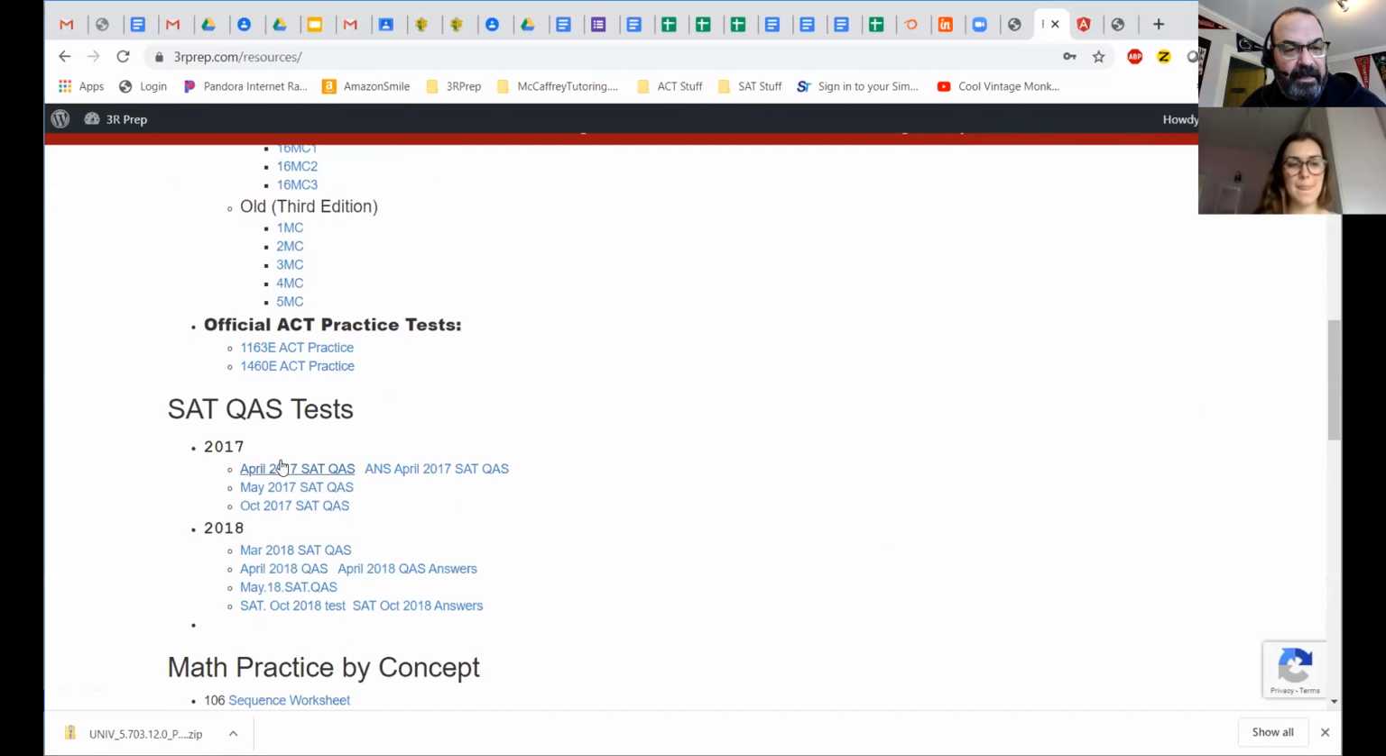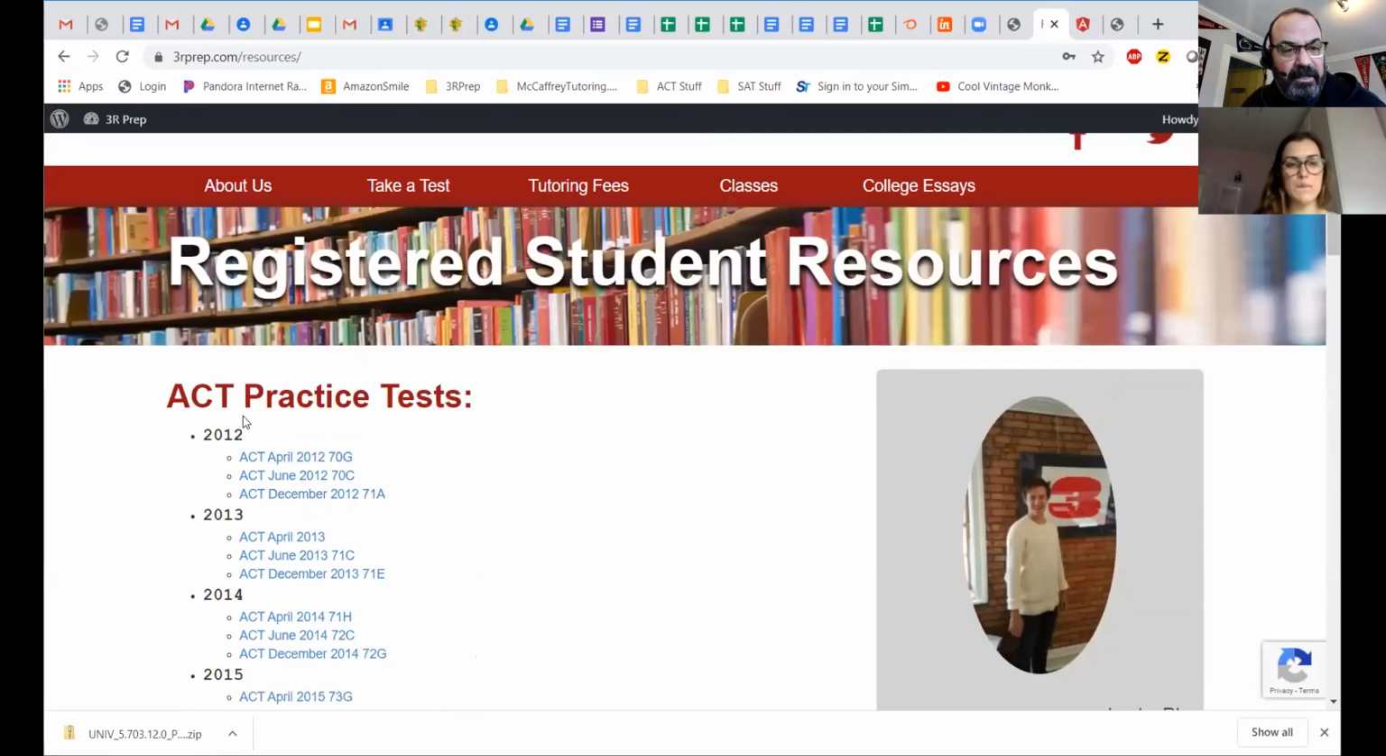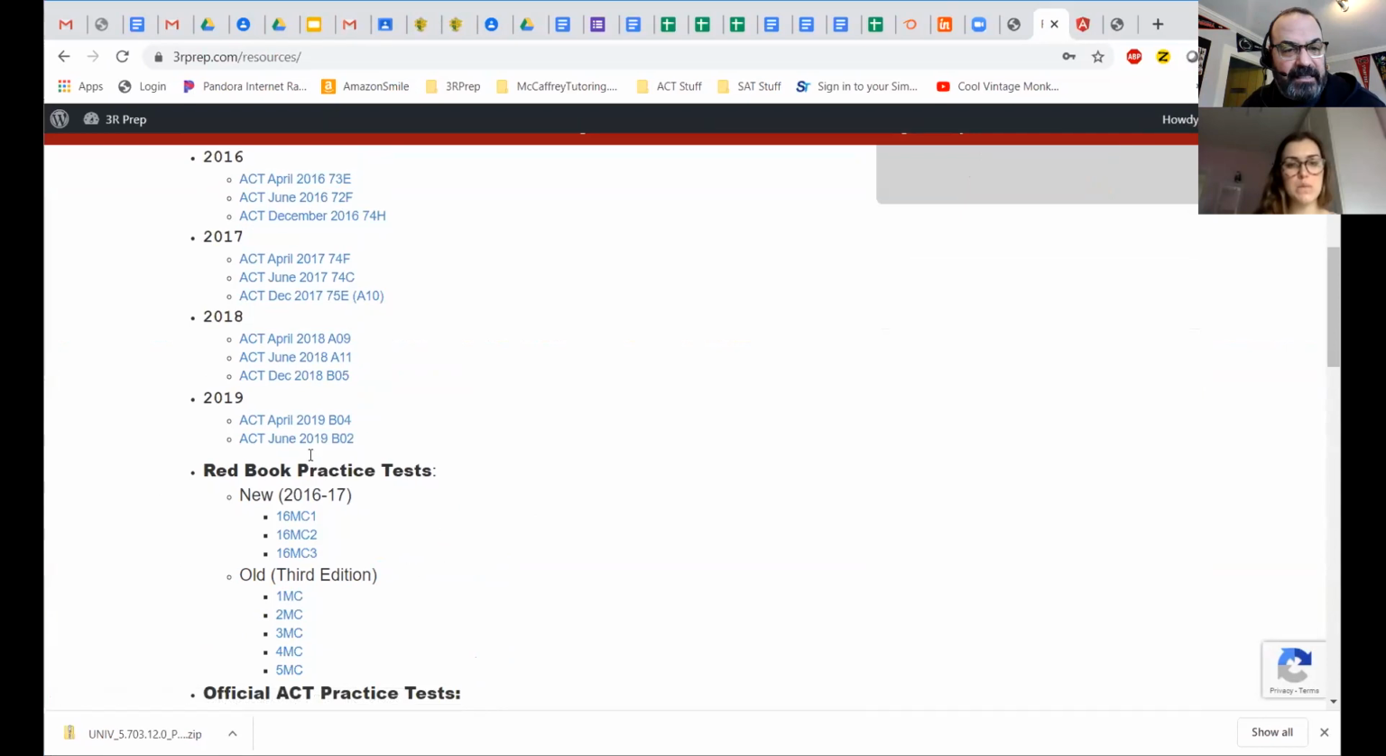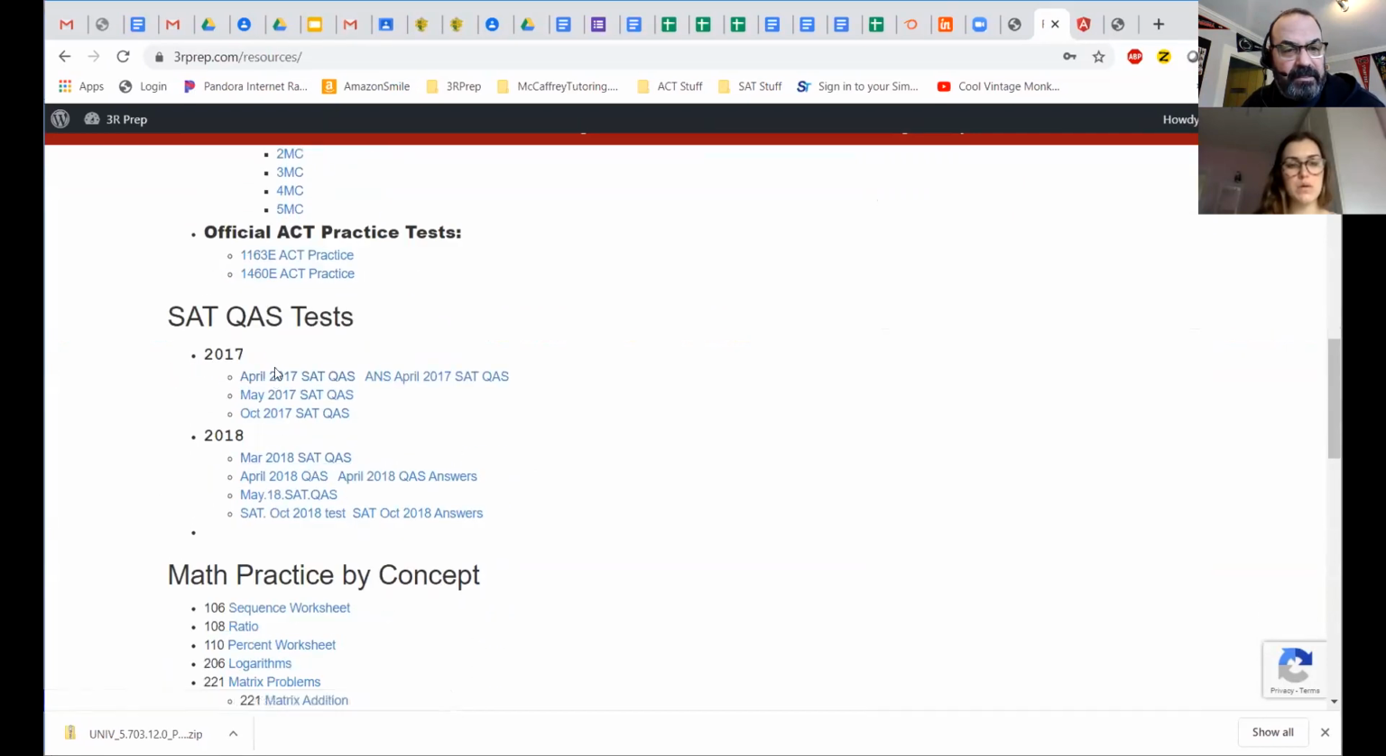And then down here, these are called TIRs. They're test information release. The SAT calls them QASs. So I have some from 2017 and some from 2018. In 2019, the SAT stopped putting them out as booklets, so they're not easy to copy. They've given it to students in computer form. But one of the places that you can go to find a lot of these questions and answers is on Reddit, because we all know that teenagers love to post things on the internet.